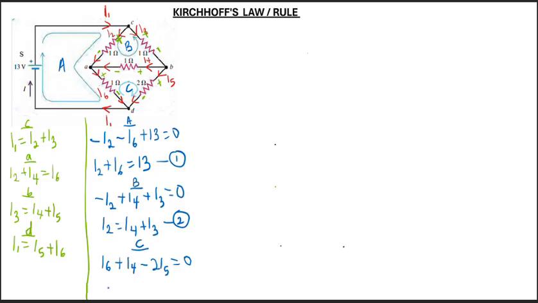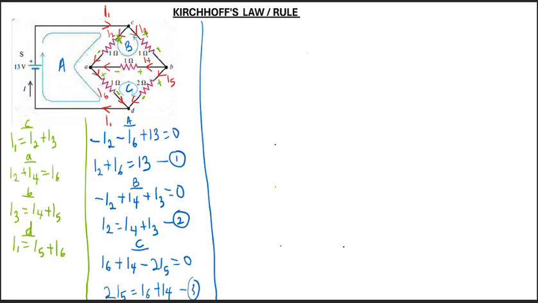And analyzing this also, I can say that 2I5 is equal to I6 plus I4, and I'm done with the third loop like that. So I have 3 equations there, but this is the question. I have 6 currents that I am going to find: I1, I2, I3, I4, I5 and I6. So how can I find them?